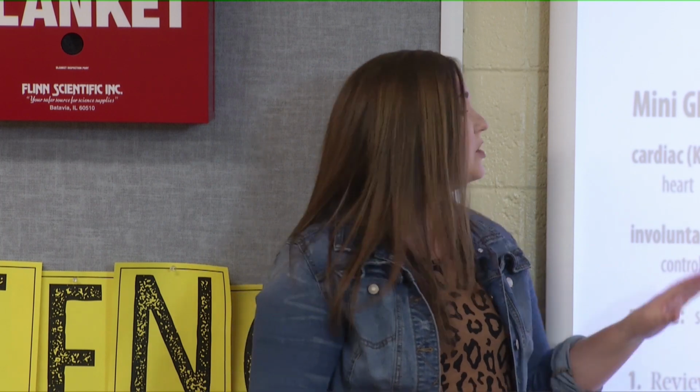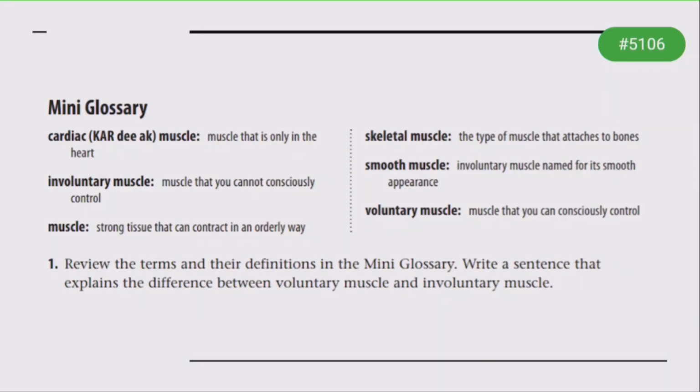Some words that we've talked about today are cardiac muscle, your involuntary muscle, muscle itself, skeletal muscle, smooth muscle, voluntary muscle, all of those things. So think about maybe writing a sentence that explains the difference between voluntary and involuntary muscle, because we've talked about those and the differences between them. If you can tell the difference between them, you can think about what these muscles are doing.